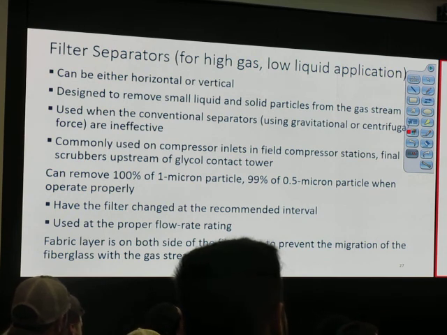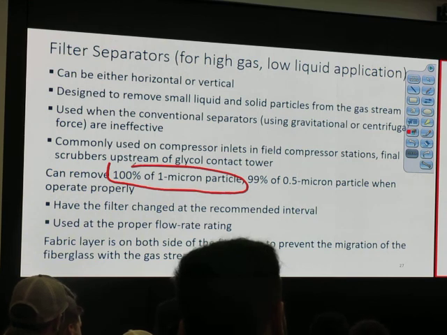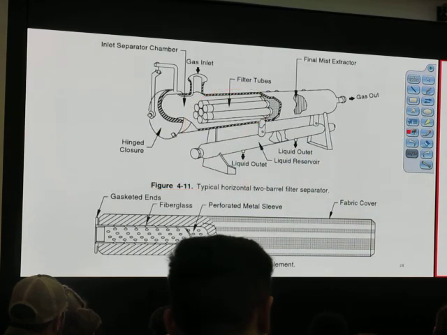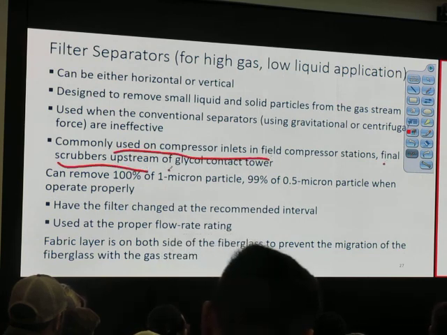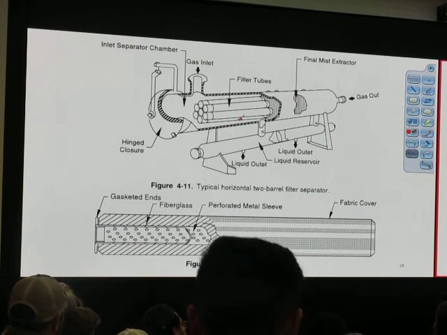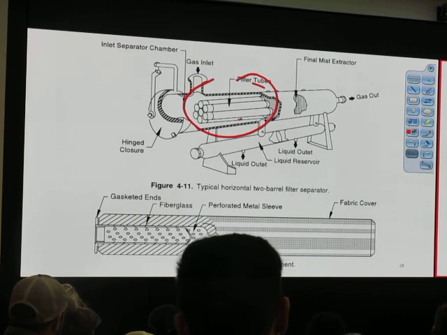Filter separation, basically, can remove 100% of 1 micron particles. Very good, right? It is not for the oil field, but for some places in a gas processing plant where you need very, very dry gas. You can go to a gas plant to see if they use it. When you need something very, very dry, with no droplets, you use a filter. Where do we put it? Maybe at the compressor inlet, or as a final scrubber upstream of the glycol contact tower. So this means we have to separate most of the liquid out already before we use this special kind of filtration. So we separate something else first.